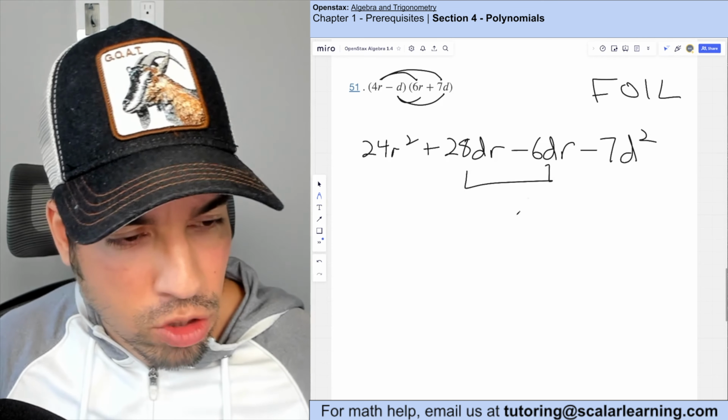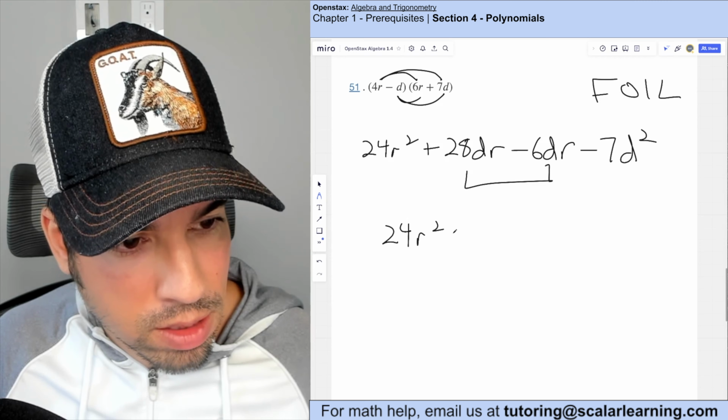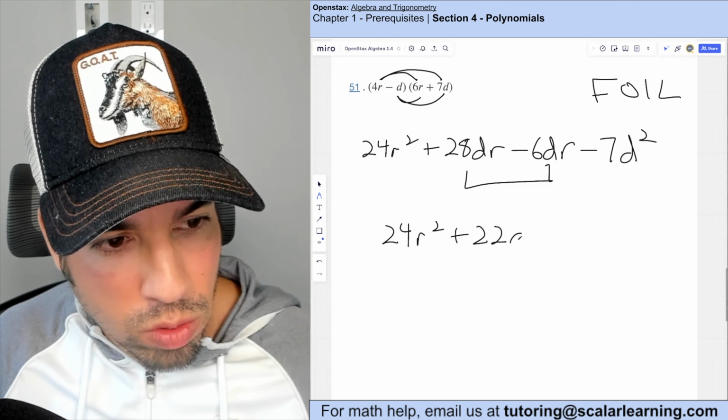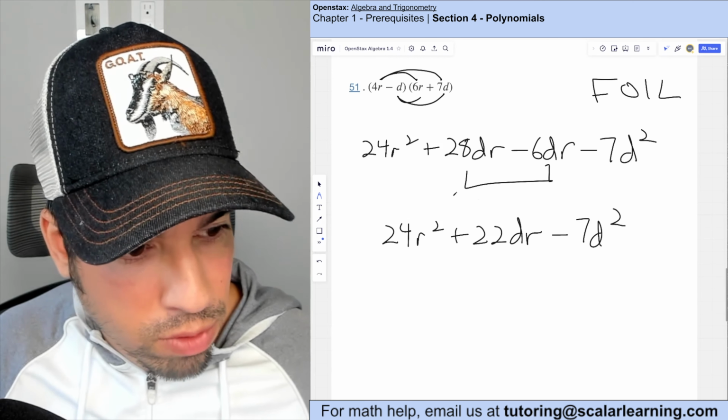Now we're going to combine like terms in the middle. So we have 24r squared. 28 minus 6 is 22dr. And then minus 7d squared for the win.